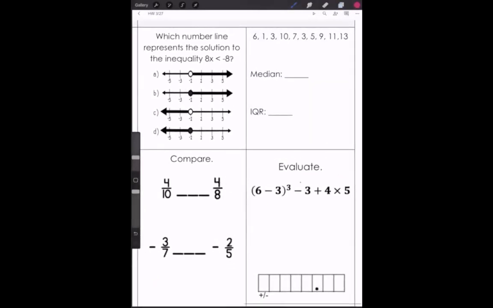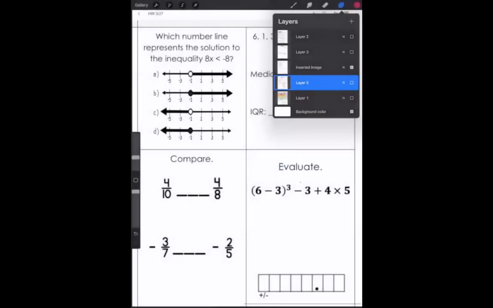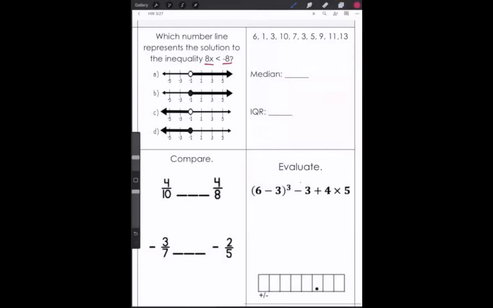This first one says 8x is less than -8. So first we need to solve this. We need to divide both sides by 8. And then that's going to give us x is less than -1.